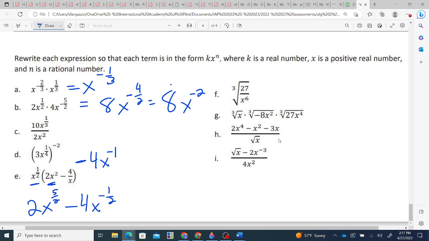All right. Let's do one of these. How about we do H? H, instead of distributing and multiplying, now we're going to sort of distribute and divide. We're going to split this up. We're going to have 2x to the 4th over the square root of x, minus x squared over the square root of x, minus 3x over the square root of x. Well, I know what the square root of x is as an exponent. It's what?